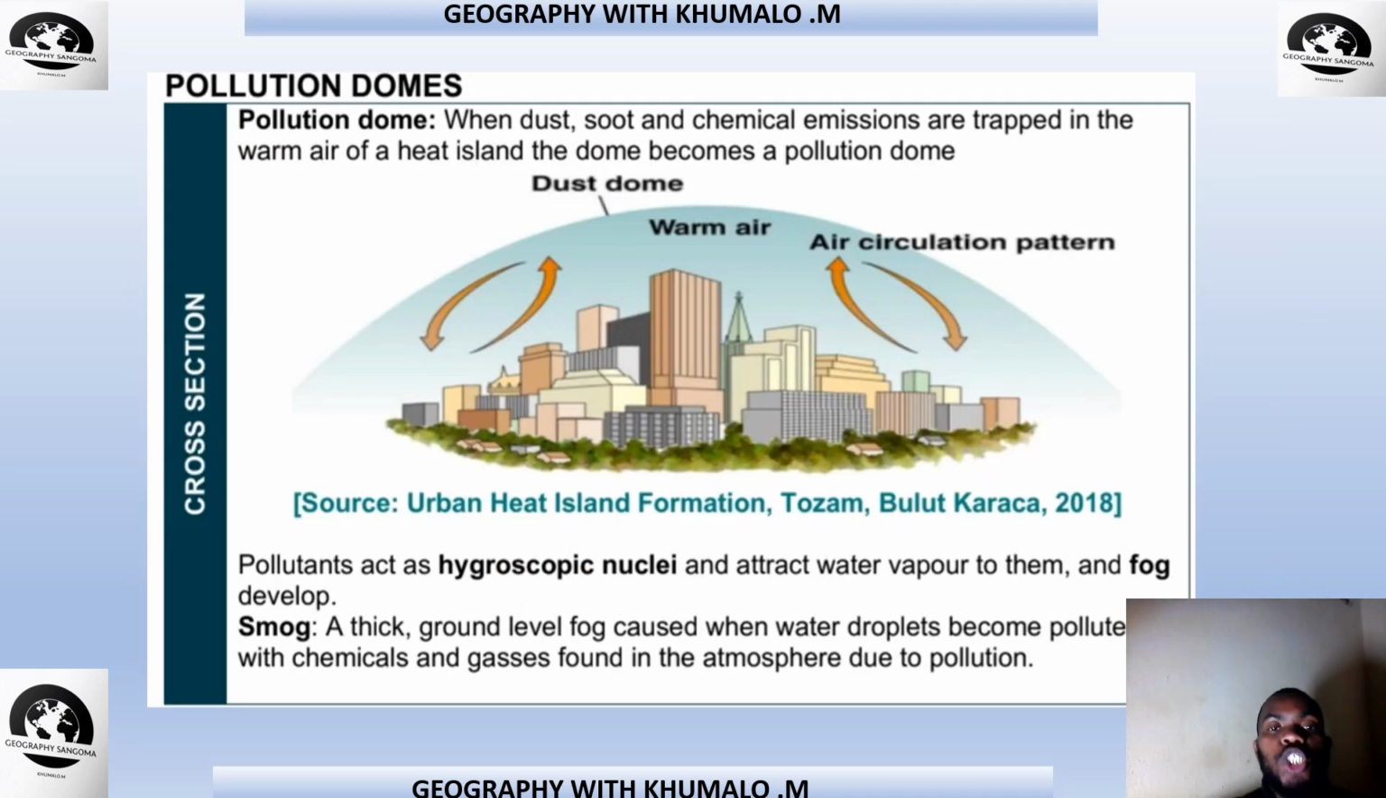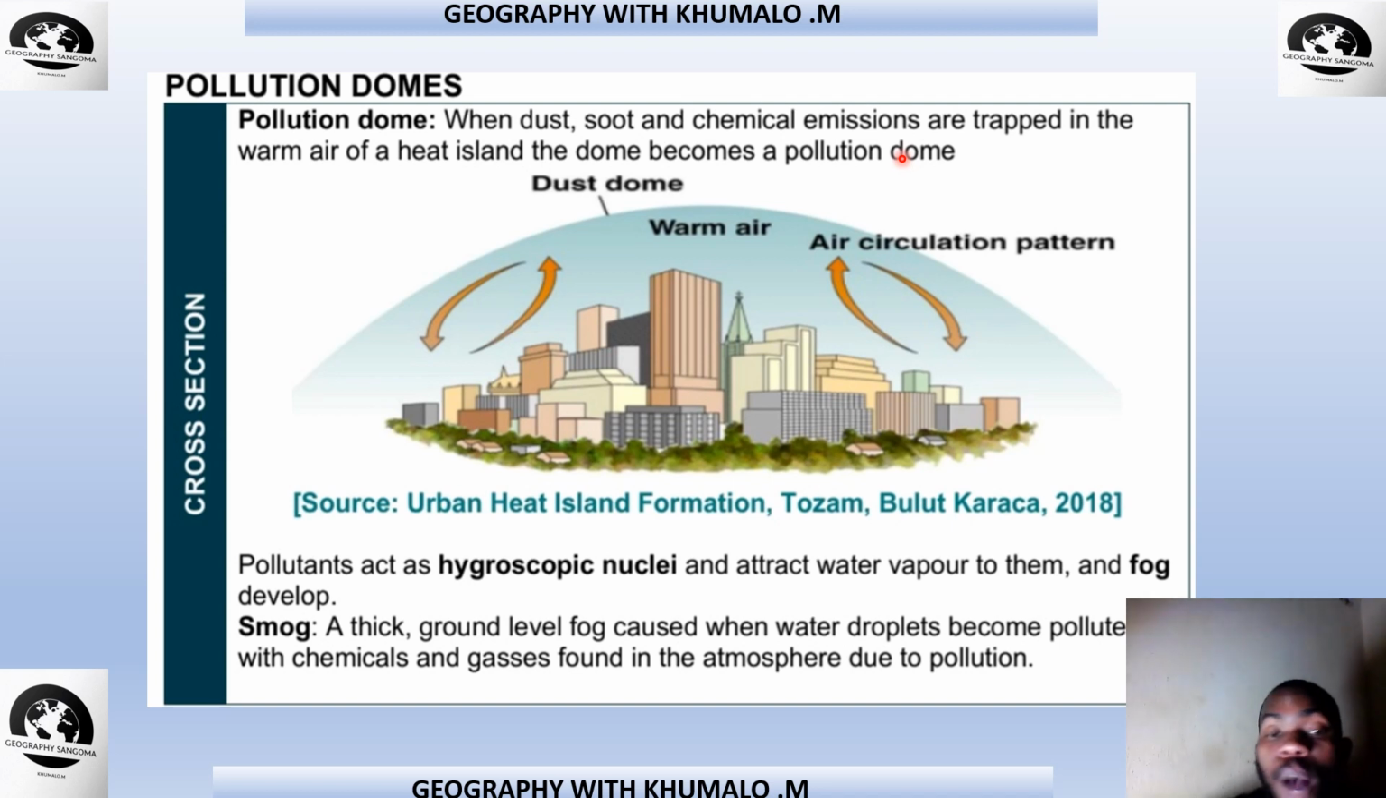And then we continue. Now, we look at the pollution dome. Now, what is the pollution dome? Since now we know what an urban heat island is, what is a pollution dome? A pollution dome is when dust, soot, and chemical emissions are trapped in the warm air of a heat island. The dome becomes a pollution dome. So the pollution dome will result from an urban heat island. So an urban heat island forms, and then it leads to a pollution dome. As these chemicals and dust are trapped over a city, then it becomes a pollution dome.